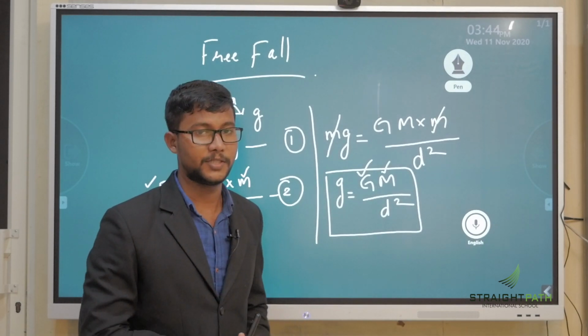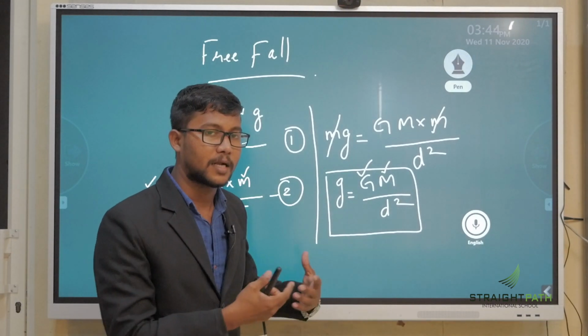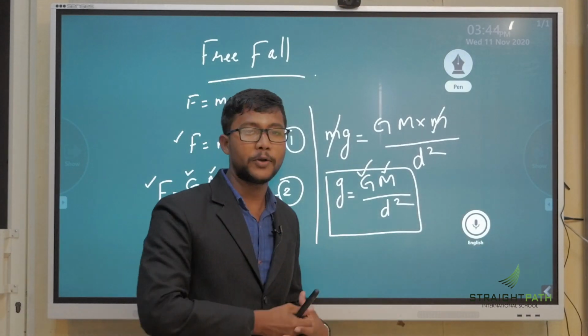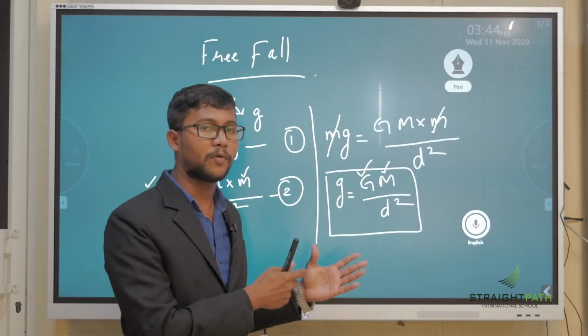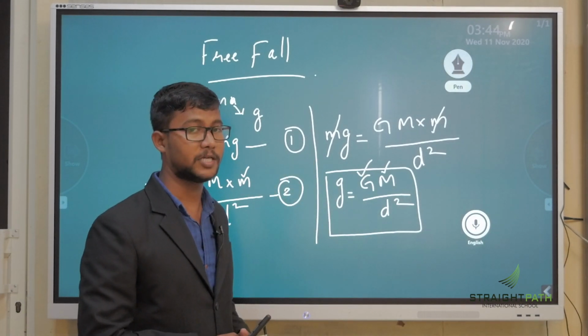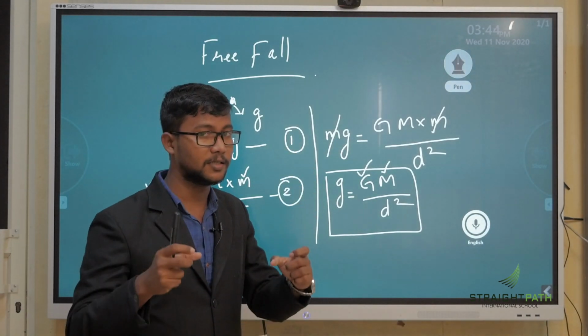What do you mean by this, or what can you understand from this equation? I am connecting this one with our first question. What is the first question? Which ball will reach the earth first?